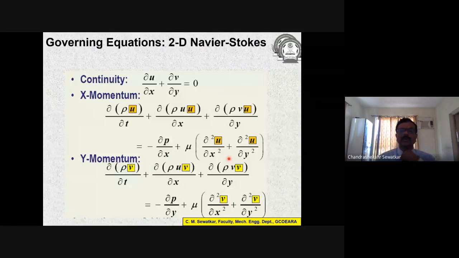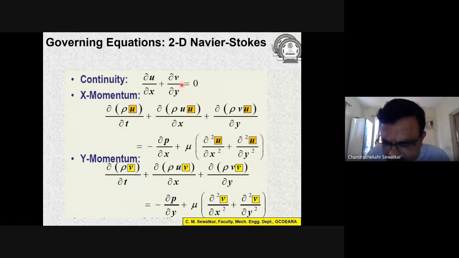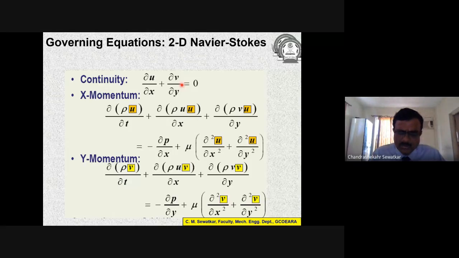Okay, so now what I'm doing is representing those equations in a Cartesian coordinate form. The equations which I showed you earlier are in the coordinate-free form using vector notation, but I am now representing those equations in a Cartesian coordinate form for understanding purposes.